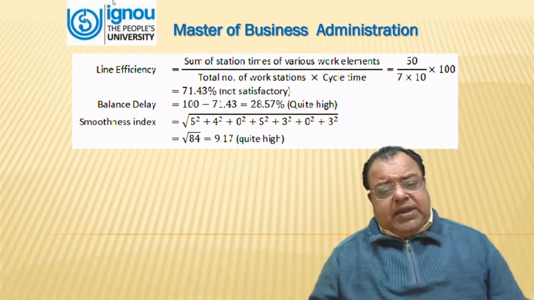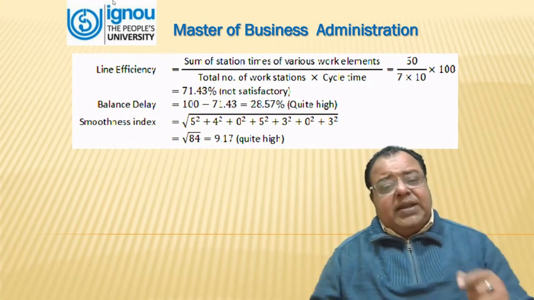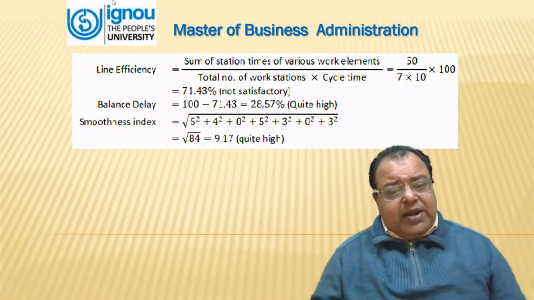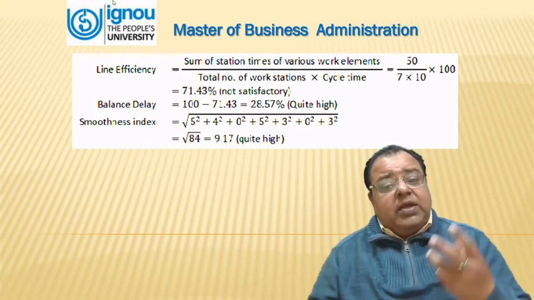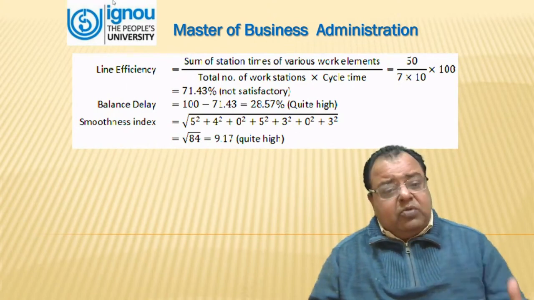Then comes the balance delay. It is 100 minus the 71.43 we have calculated, and the delay comes out to be 28.57%, which is again numerically too high.